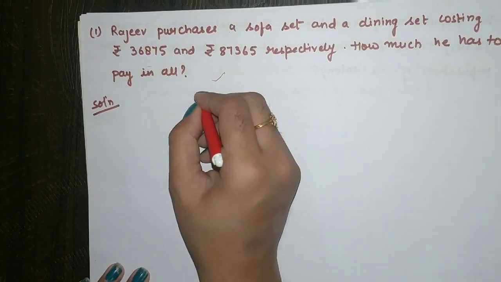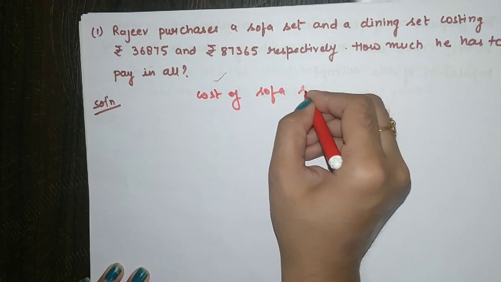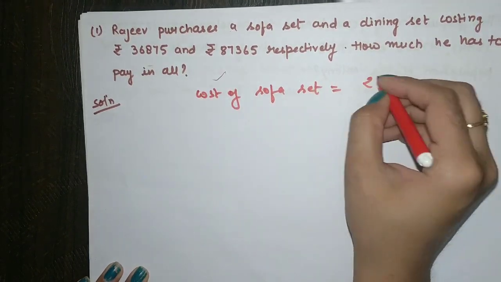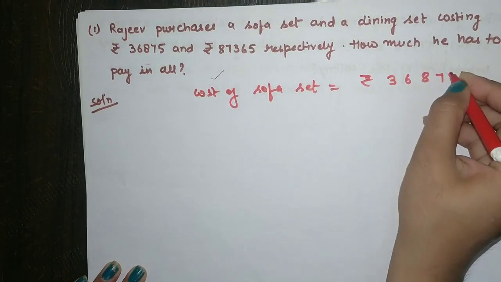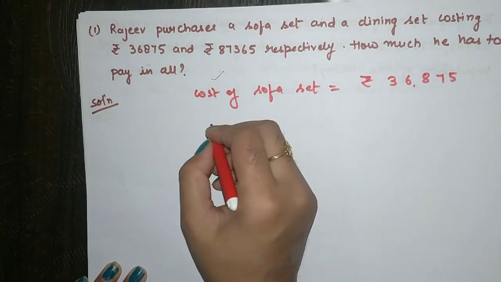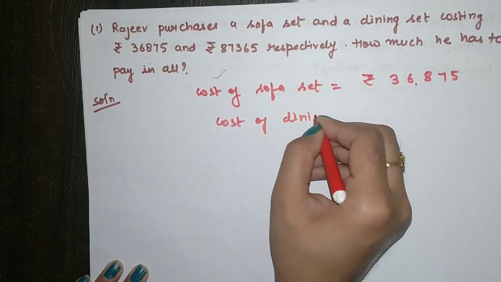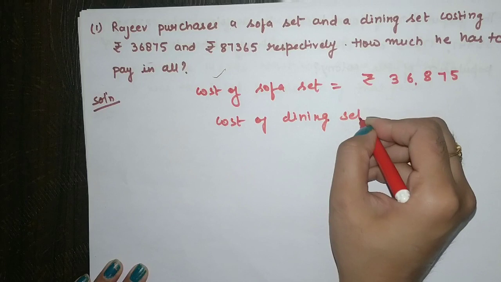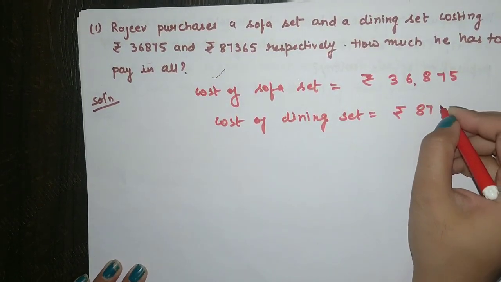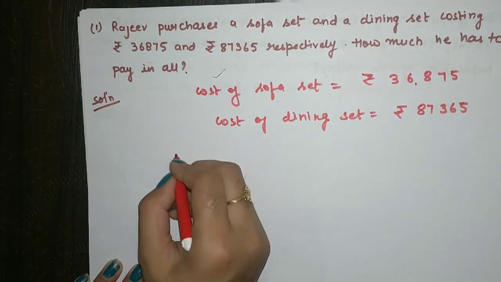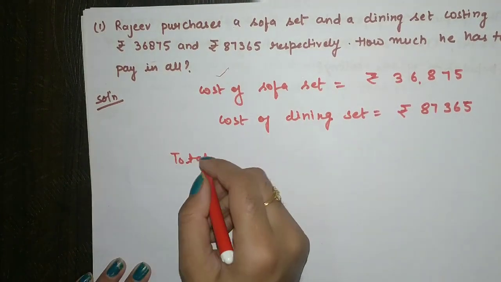So how will we write? Cost of sofa set, rupees 36,875. Cost of dining set, 87,365. How will we calculate the total cost of both the sofa set and the dining set?